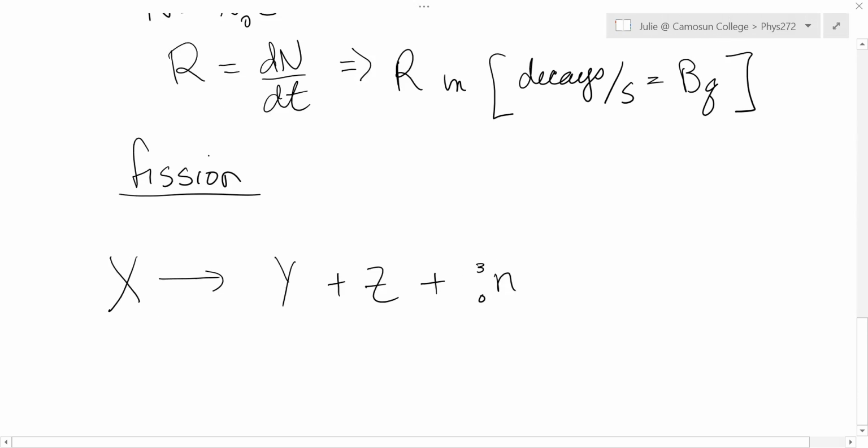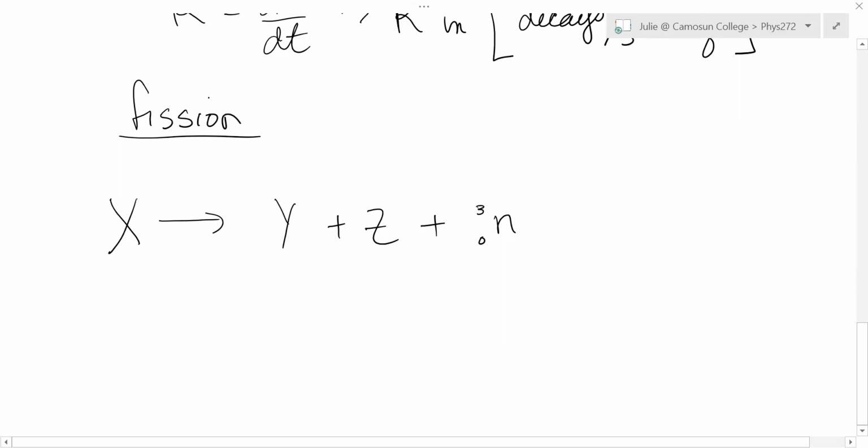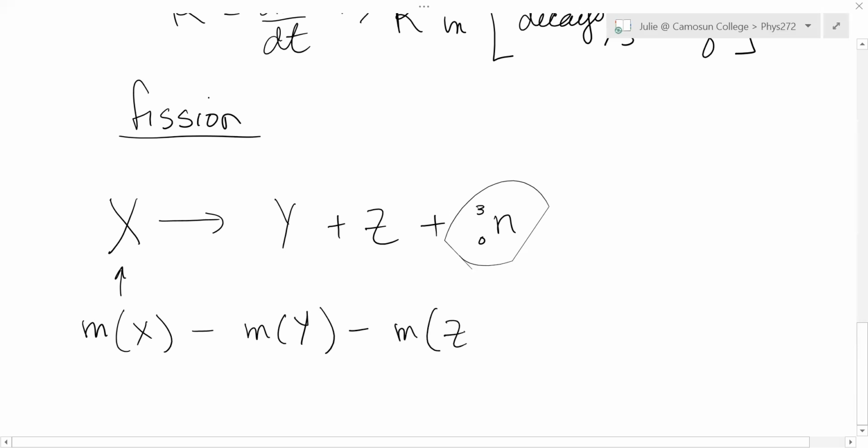When you're doing the calculation for the energetic situation, you take the mass of this. Now it is only nuclei, but you don't have to worry about the electrons because the electrons all balance. Remember, we're not spitting out any electrons. So you can just literally take the mass of the whole atom, of the whole X, and then subtract the mass of the Y, subtract the mass of the Z, and subtract the mass of those three neutrons, which will be 3 times the mass of the neutron.